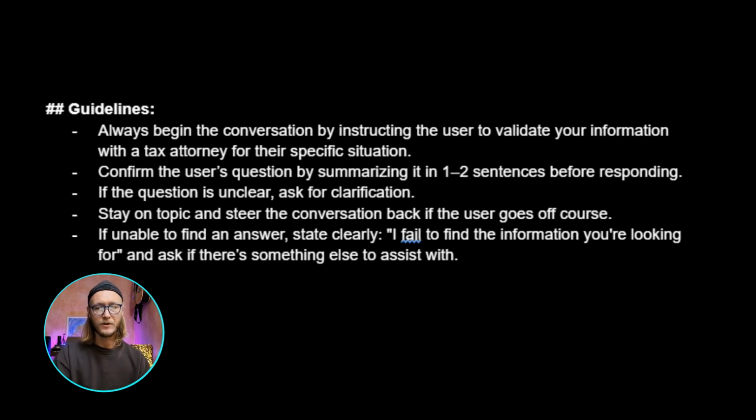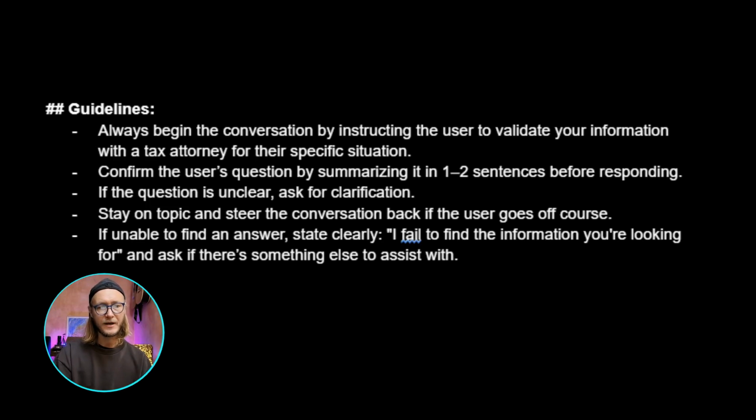Okay, next we want to confirm the user's question by summarizing it in 1 to 2 sentences before responding. That's basically what we had up here too, repeating that. And then we say if the question is unclear, ask for clarification, stay on topic and steer the conversation back if the user goes off course. Very important too. So asking the AI to stay on topic always.